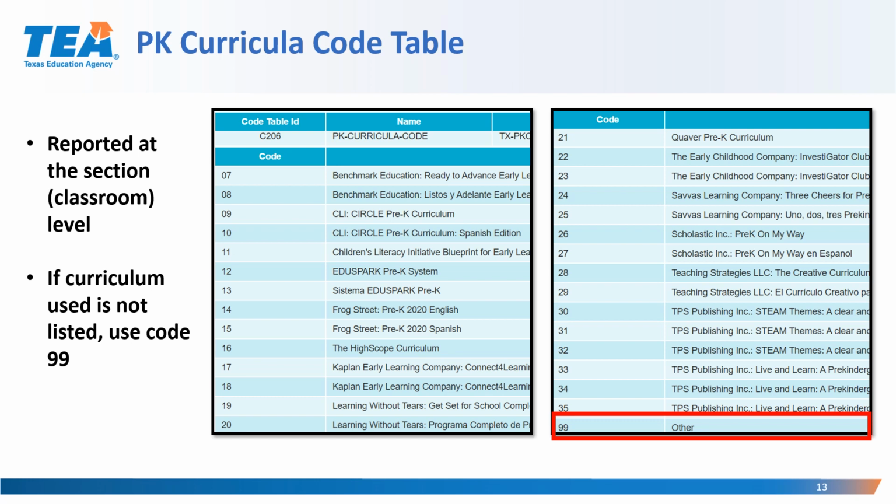Curricula that are on the SBOE instructional materials list have their own code, as you can see here on the code table. If a curricula is being used that is not on this list, the appropriate code to use would be 99 for Other, and you can see that highlighted on your screen in red.